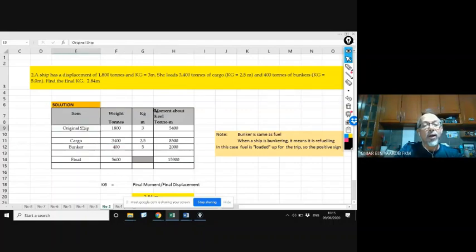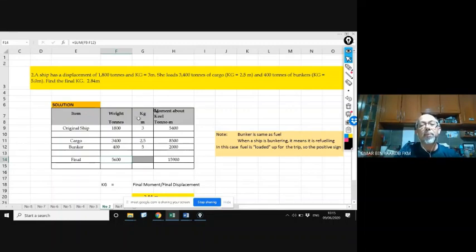So you need to have the items. The first item is the original ship. And then these are the things that are loaded or unloaded. Okay, and then you have the final one. The final, of course, is the sum of this, 5,600. And then you have the kg for each respective item. For the ship, kg is 3 meters. For the cargo, kg 2.5. For the bunker, kg 5 meters.